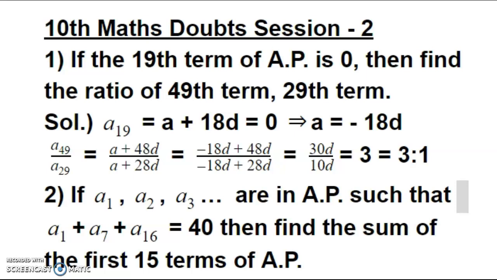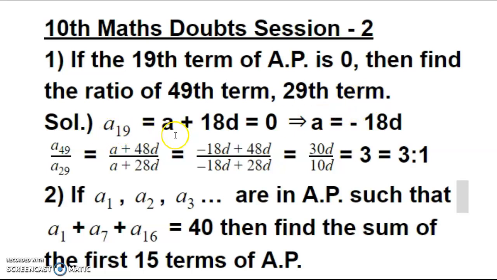Dear 10th class students, today's session is a doubts clarification session. The first question is from progressions. If the 19th term of an arithmetic progression is 0, then find the ratio of the 49th term and the 29th term.